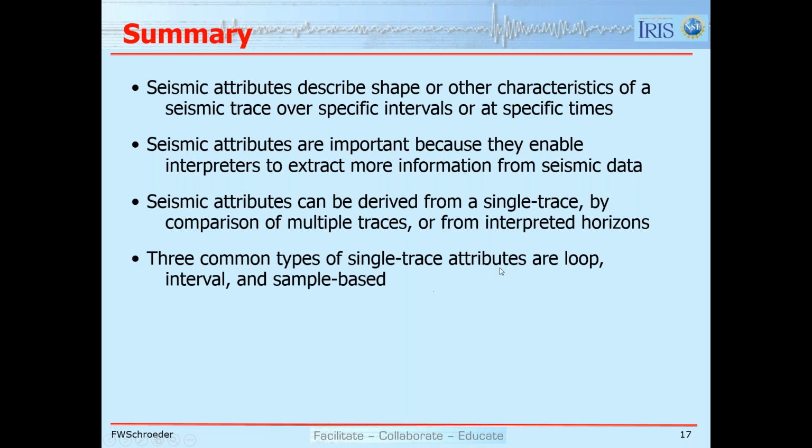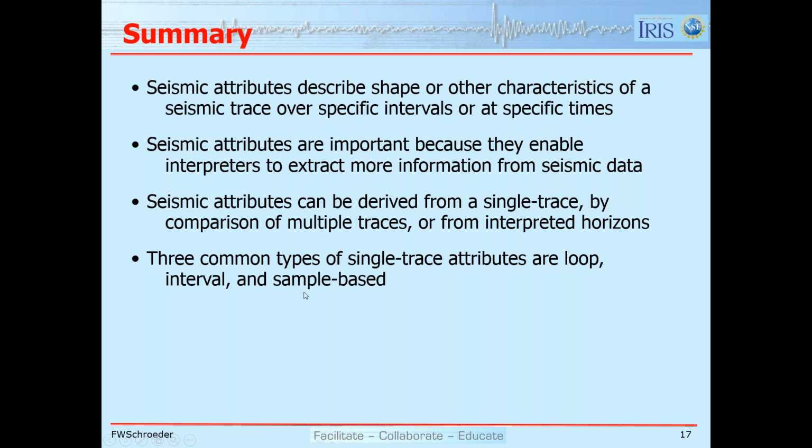Three common types of single trace attributes. One is loop. You're looking at an individual trough or an individual peak where the horizon is picked. It could be an interval attribute. It could be from the top of the reservoir horizon to the base of the reservoir horizon. It could be, as I showed it with the artifacts, 20 milliseconds, or was it 40 milliseconds, below the water bottom to 240 milliseconds below. Or it could be sample-based.